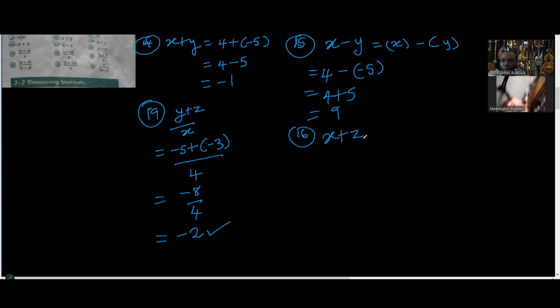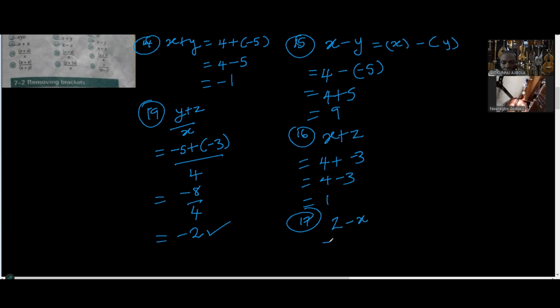Then number 16 says x plus z, and that is 4 plus negative 3. And this is going to be 4 minus 3, which is 1. Then number 17, we have z minus x. Z is negative 3, then minus 4. That's going to be negative 7.